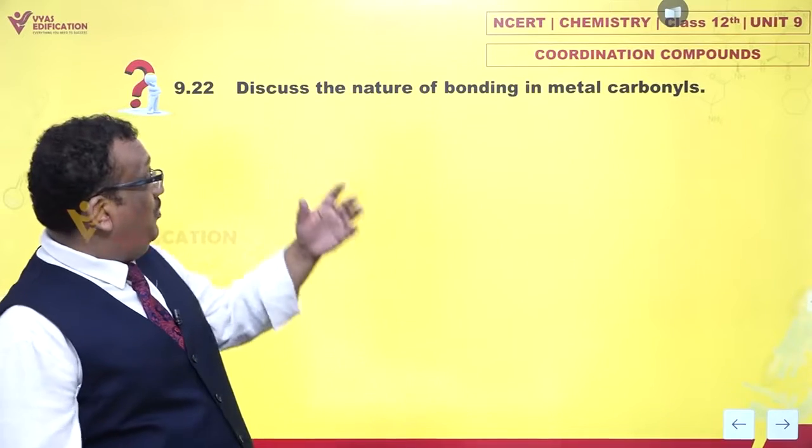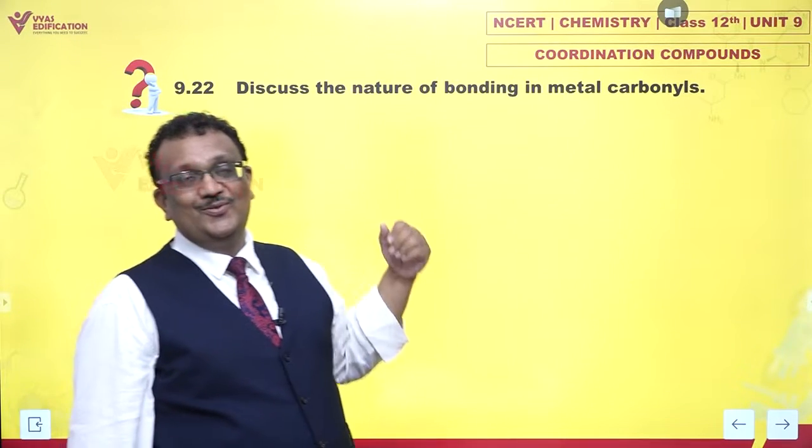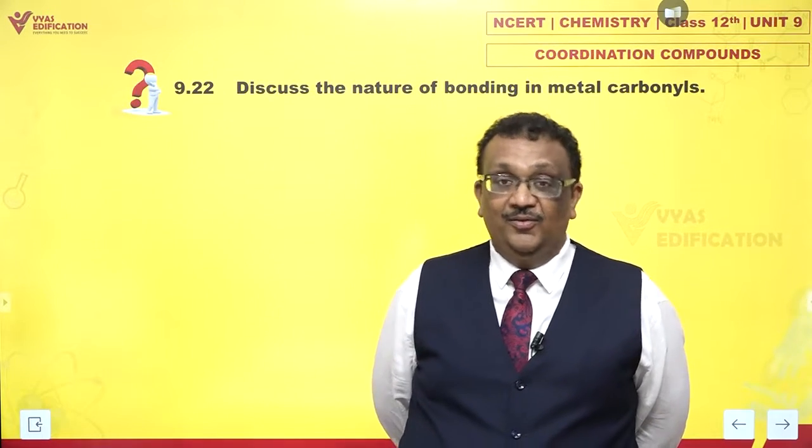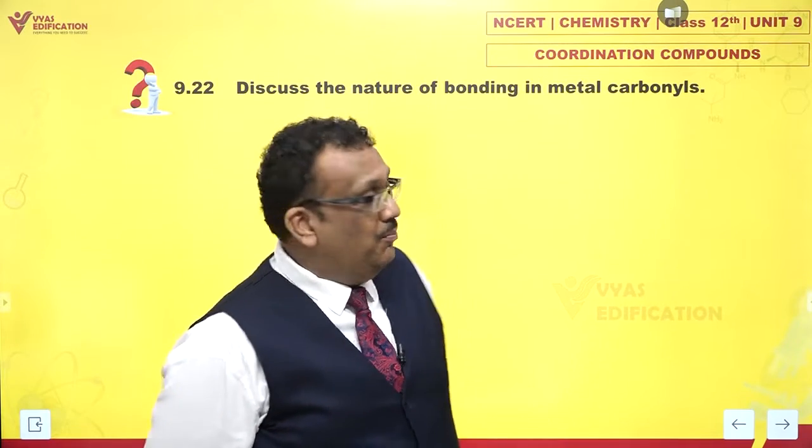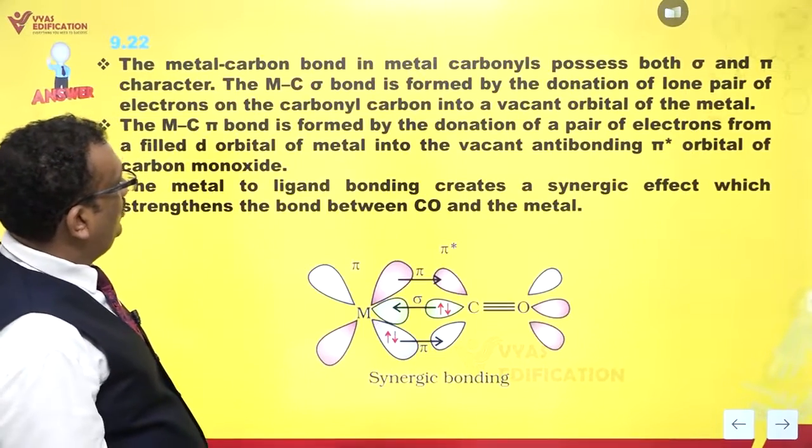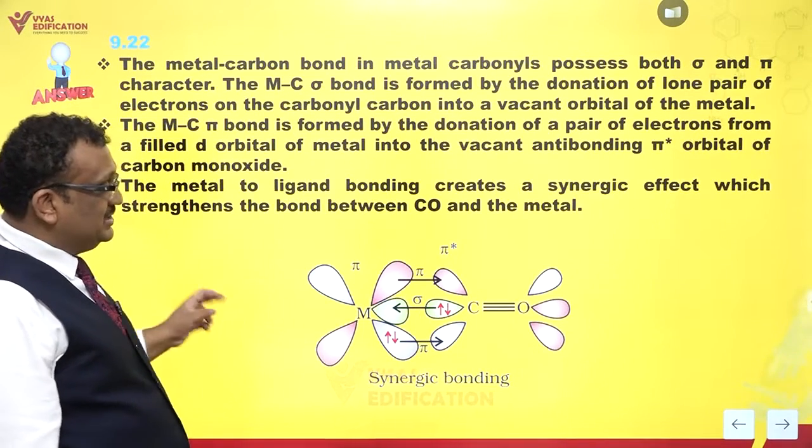Discuss the nature of bonding in metal carbonyls. How do metal carbonyls form bonds? What are metal carbonyls? If a metal atom or a metal ion combines with carbon monoxide ligand, then what you get is a metal carbonyl. And what happens is this.